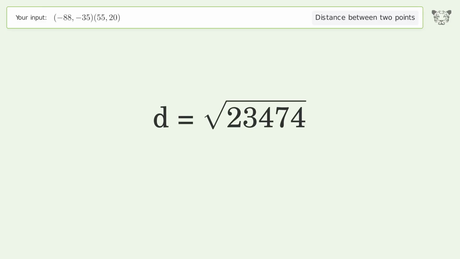And so the distance between the 2 points is the square root of 23,474, or 153.212.